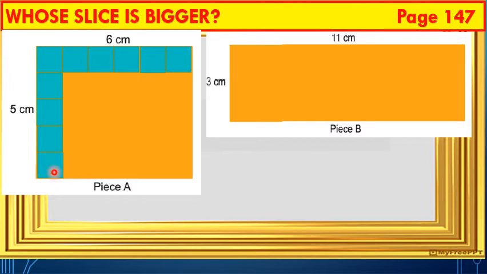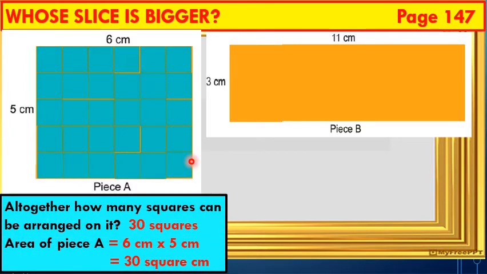On first line, 6. On second line, again 6. On third line, again 6. On fourth line, 6. And finally, on fifth line also 6. Total in 5 lines, we can arrange 6 ones are 6, 6 twos are 12, 6 threes are 18, 6 fours are 24, 6 fives are 30. That is total 30 green squares we can arrange.